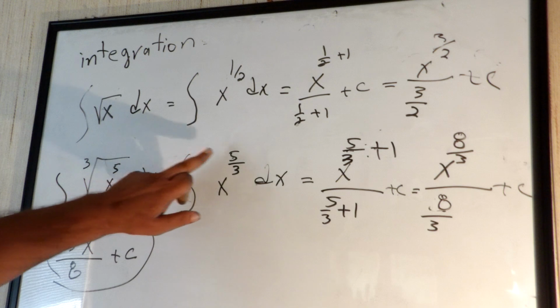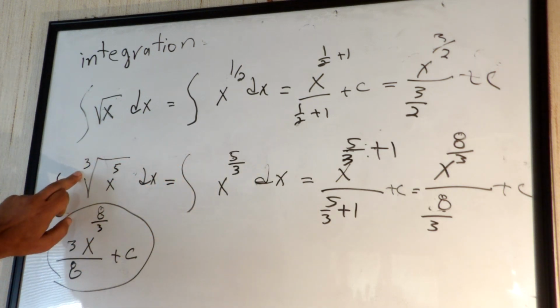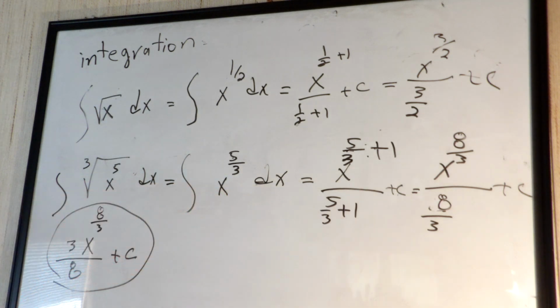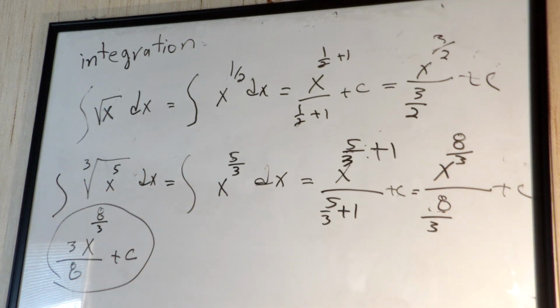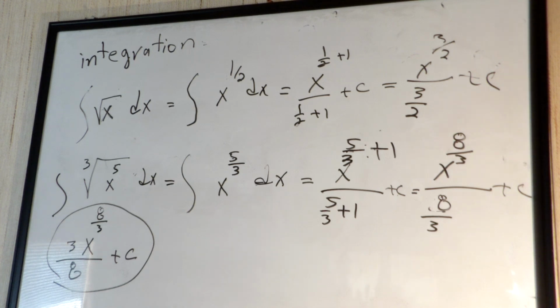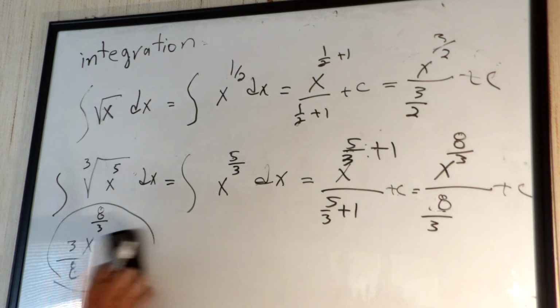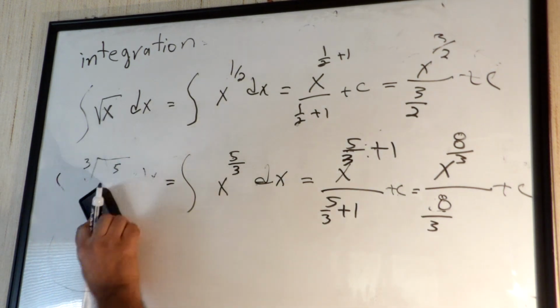The power of this one is going to be at the top. The index of the radical is going to be at the denominator. Okay. So let's solve more examples.